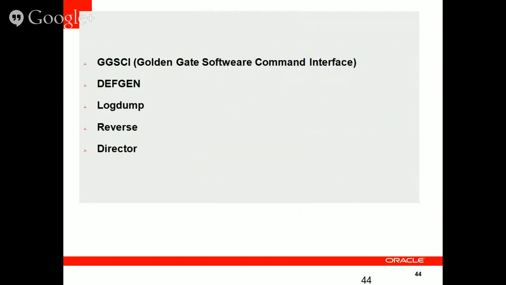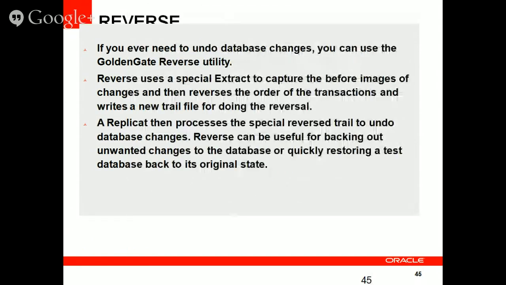So these are the various tools available with the GoldenGate software. There is one more utility provided by GoldenGate: Reverse. If you want to undo database changes, you can configure the Reverse utility. Reverse uses one special extract process that captures the before image of changes, reverses the order of changes, and writes a new trail file for doing the reversal. So even reversal is possible, but you need to configure the Reverse utility.